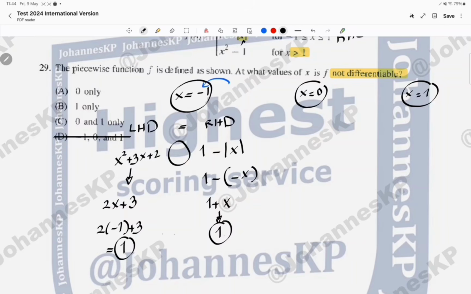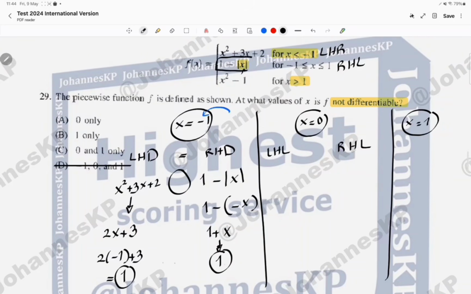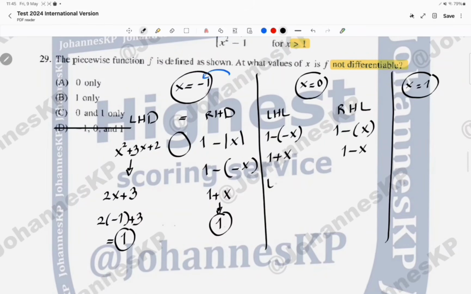Okay. Let's now check if it's continuous or not at 0. So left-hand limit, right-hand limit. We're doing this for the 1 minus x. If x is less than 0, you put minus on the inside. And if x is bigger than 0, you put plus on the inside. So 1 plus x, 1 minus x, and now we can differentiate.